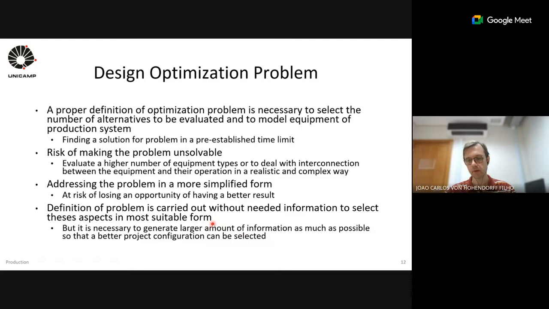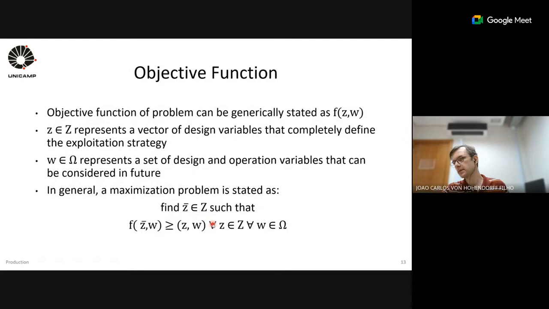How have the companies operated it? We are talking about optimization. We have generally used mathematical optimization. We can write the problem in terms of an objective function. We can state it generically as a function where I have a vector of design variables, for example, number of wells, platform capacity, I will show an example after, and for example, the kind of artificial lift method you can consider. And these design variables define the exploitation strategy. What do you implement in the field?